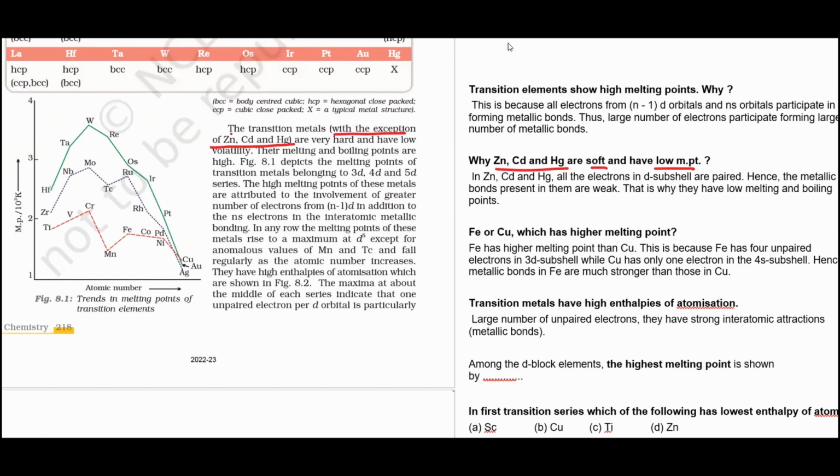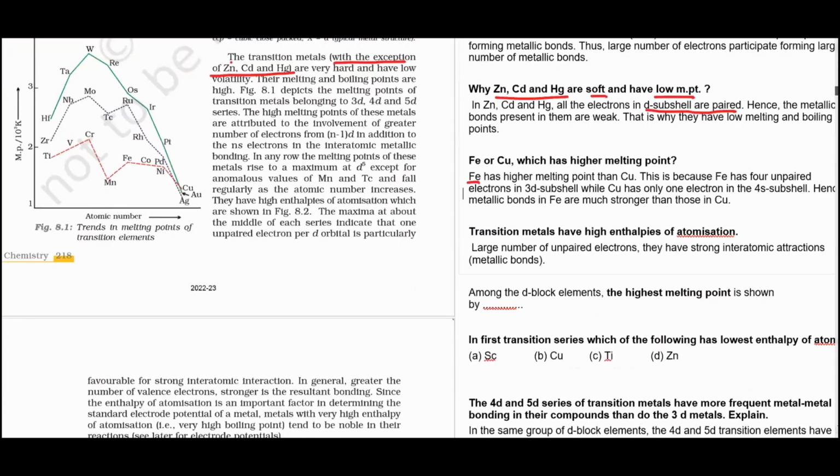Okay, reason? Because they have all paired electrons, no partly filled d, hence less intermetallic bonding. Metallic bonds are weak, so low melting and boiling points, and they are soft metals. Out of iron or copper, which has a higher melting point? Iron has a higher melting point, again because of more unpaired electrons, more intermetallic bonding.